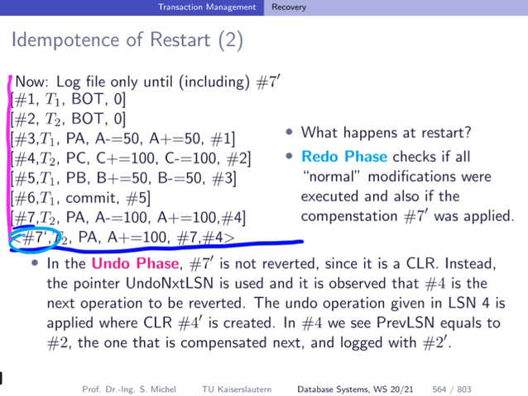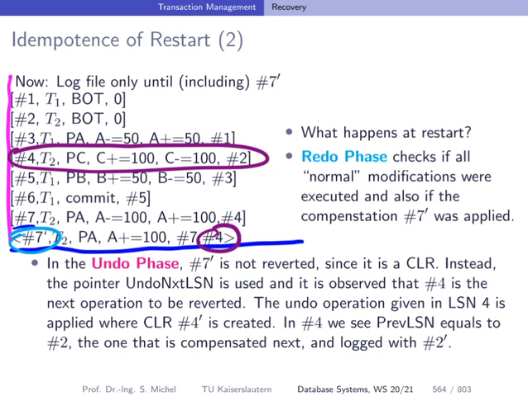the 7 prime, we don't have to undo because it's a compensation log record. But we see here in the entry for the undo next LSN that the operation described here is the next one to be undone.